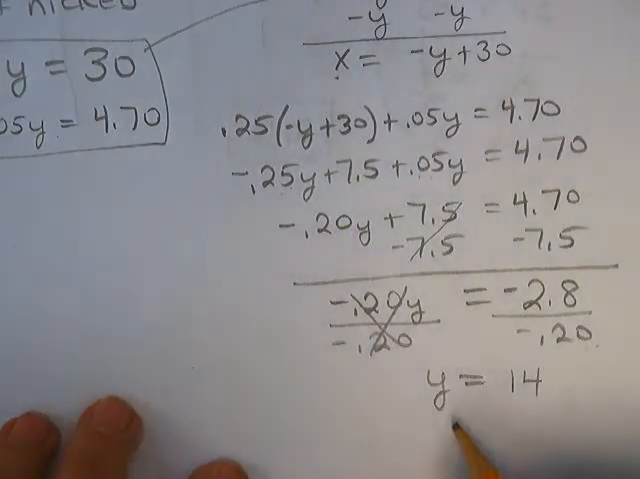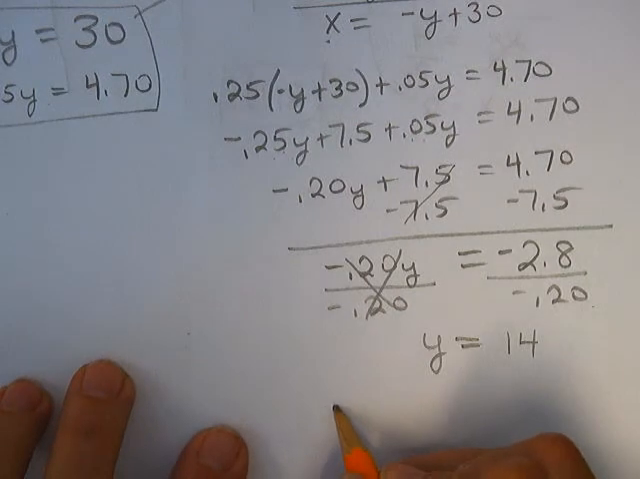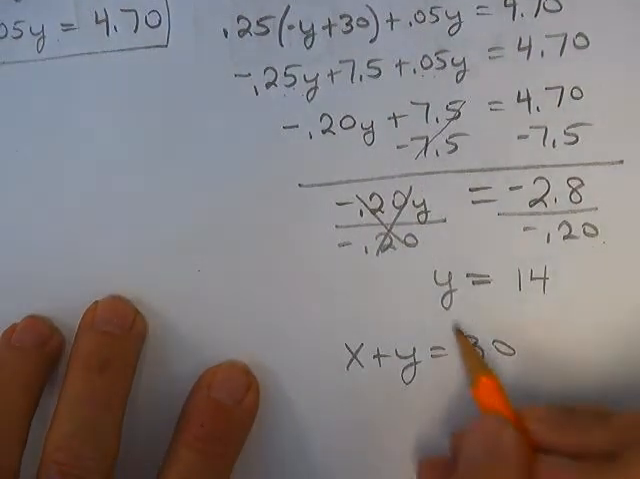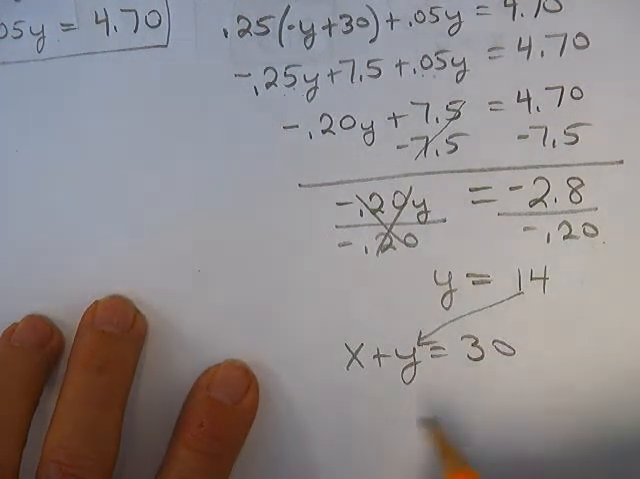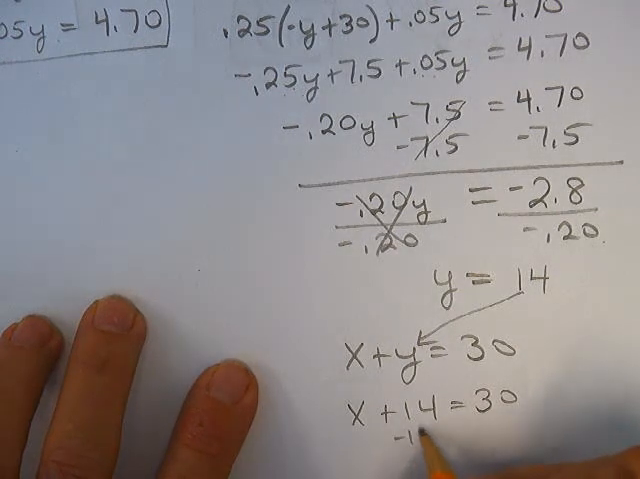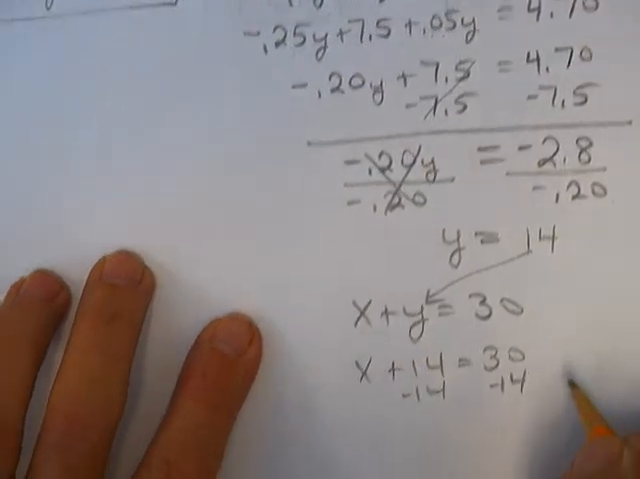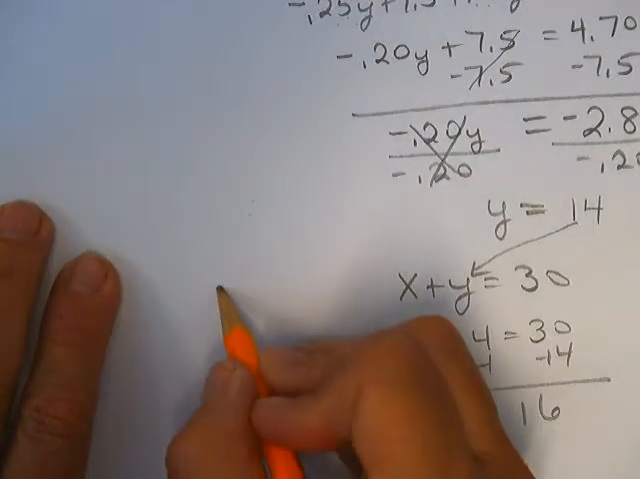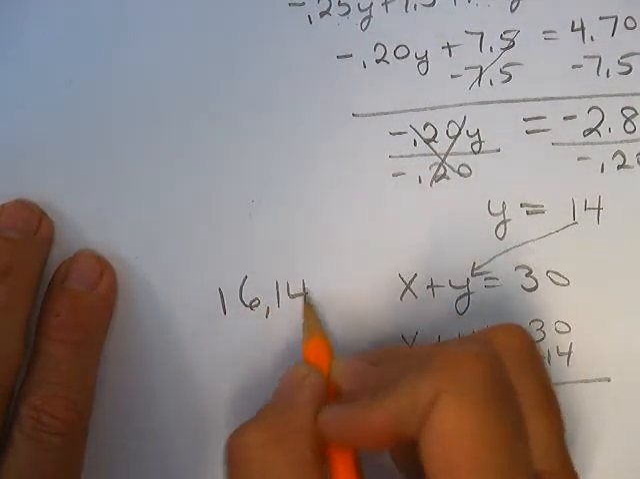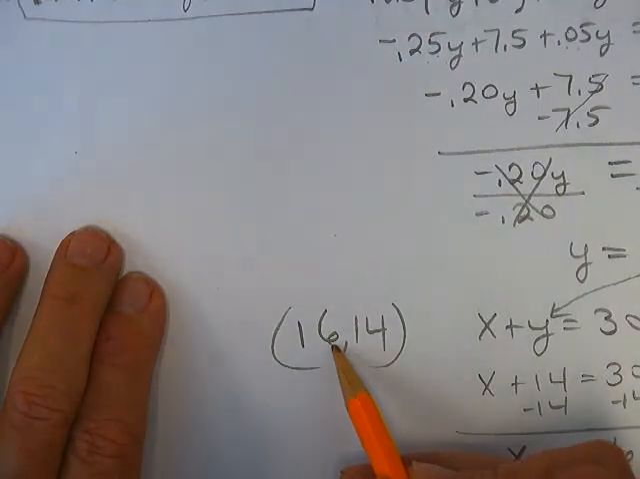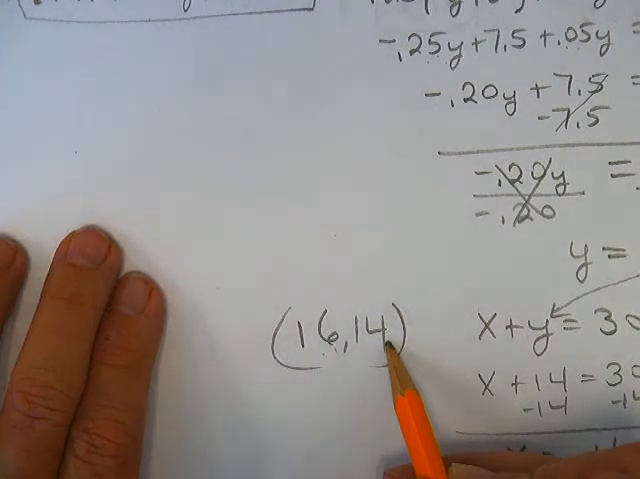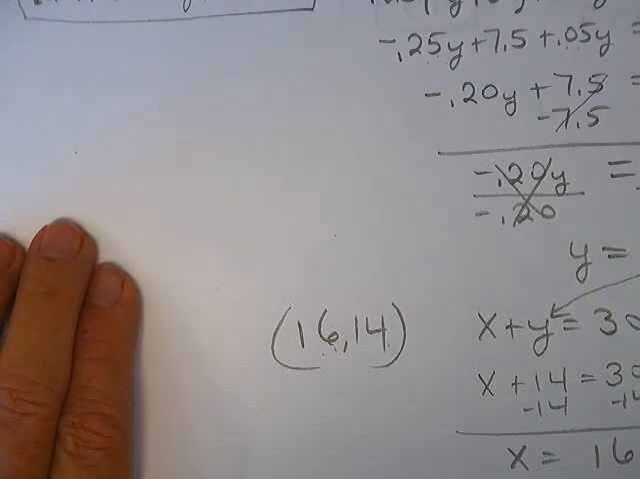I still need to solve for x, so I come back to one of my original equations, x plus y equals 30, and I'm going to substitute 14 in for y. So x plus 14 equals 30, subtract the 14, and we've got x is equal to 16. So my solution was (16, 14). And remember, x represented number of quarters. So we had 16 quarters and 14 nickels for the coins that Walter has.